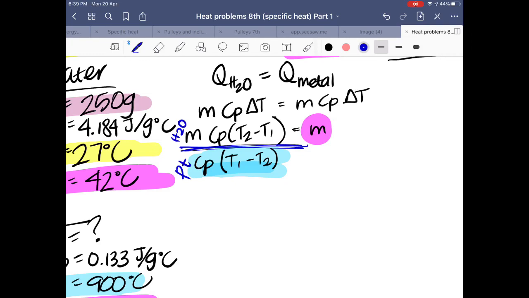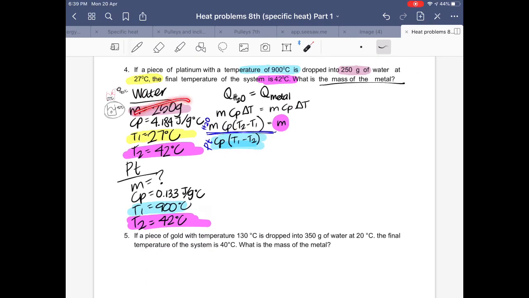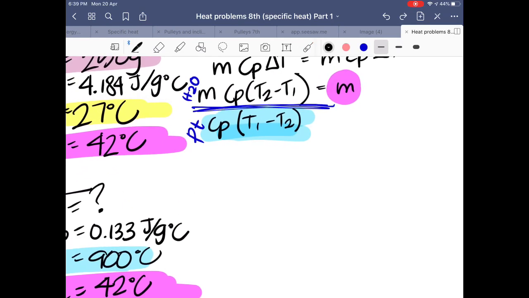Now the next part is just to bring your data into your formula. So we have mass of water into the mass of water, specific heat into specific heat, delta of temperatures here, then specific heat here, and delta of temperatures here. Okay? So let's put here.